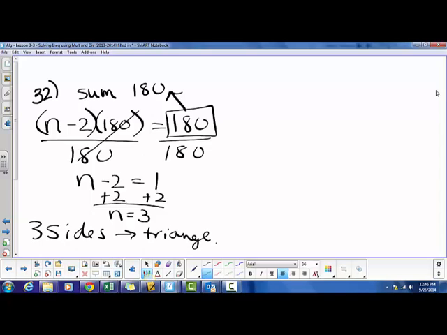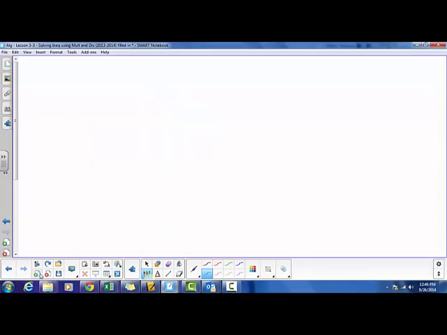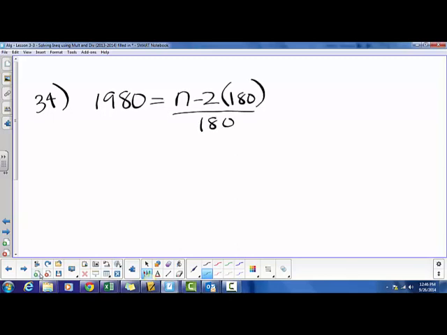Okay? Number 34, we're going to do the same thing. I'm told that the sum of the measures is 1,980, and that equals n minus 2 times 180. Again, I'm going to divide both sides by 180, and I find out that 11 equals n minus 2. Add 2 to both sides. So this shape has 13 sides. It's called a 13-gon. Okay?